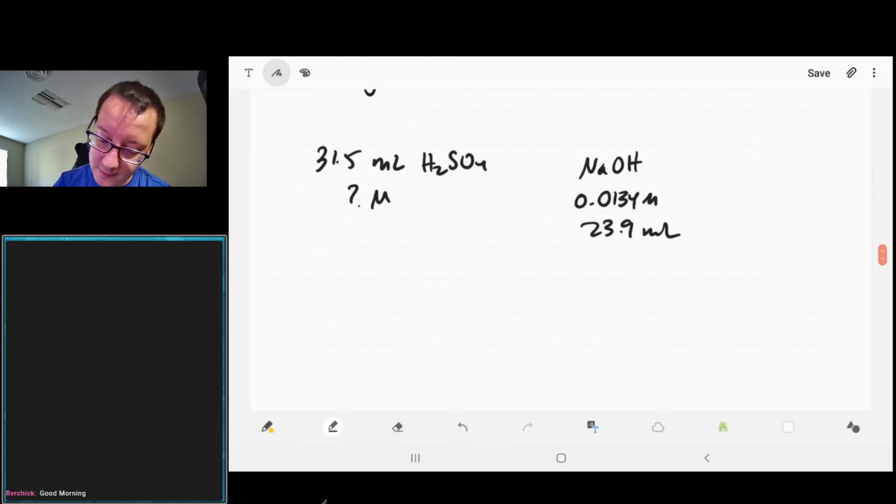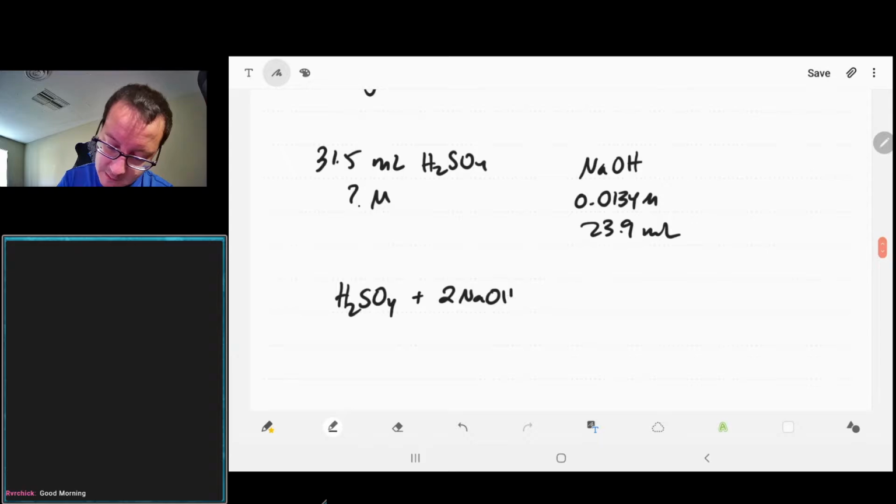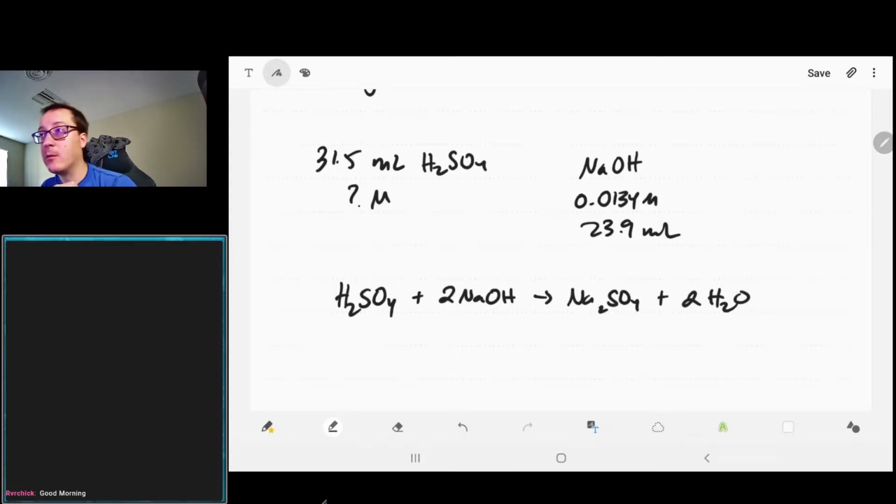First things first, let's write a reaction. Hopefully with all the practice you guys have been doing, reaction writing should be pretty quick. Remember, these acid-base ones produce just water and then some other ionic compound. They're just double displacement reactions. So we only need to know the coefficients for NaOH and H2SO4 here. So with that, we can go ahead and start working on this.